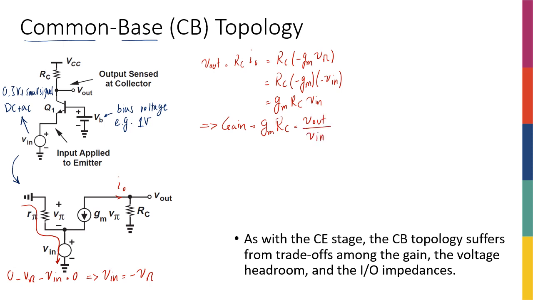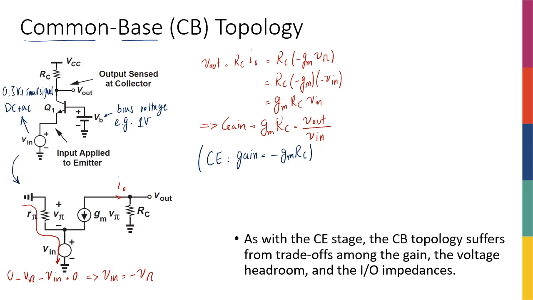So the expression is the same. The only difference is that with common emitter, I had a negative. Just a reminder, the common emitter gain was negative gm RC. Okay, so here I have positive gm RC, so that's nice, and it can actually be explained intuitively.